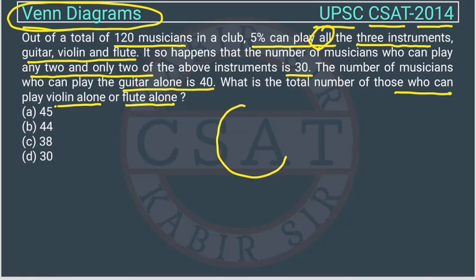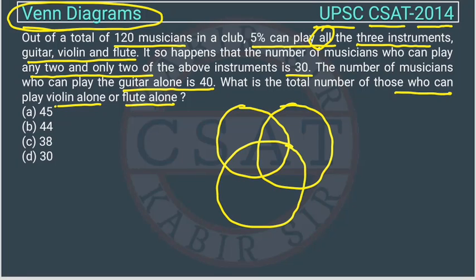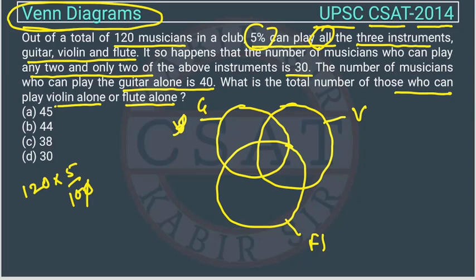So we will make a Venn diagram of all three, because here we have three instruments, right? So this circle is representing guitar, this will represent violin and this will represent flute, right? So the total is given as 120, right? So 5% can play all. So we will take 5% of 120. So this will be how much? This 0 will cancel this 0, right? 5 twos are 10, so this will go 6 times. So 6. So this area, which represents those in all three circles, will be 6, right?